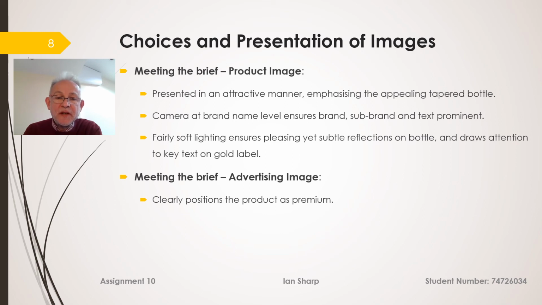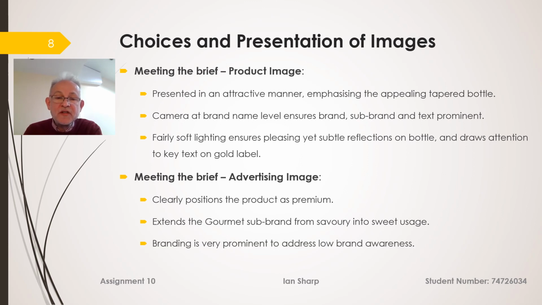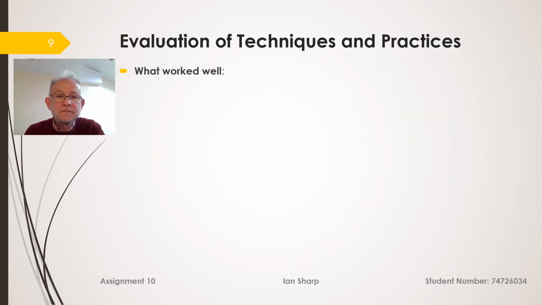For the advertising image, it clearly positions the product as premium. Remember, this brand isn't known in the UK, and we're trying to justify a price point which is the second highest of 59 items within Sainsbury's and double many of its competitor products. It extends the Gourmet sub-brand from savoury into sweet usage. The branding is very prominent to address the low brand awareness that I've previously talked about. And finally, choice of image, dimensions and size means it's suitable for both print and online usage.